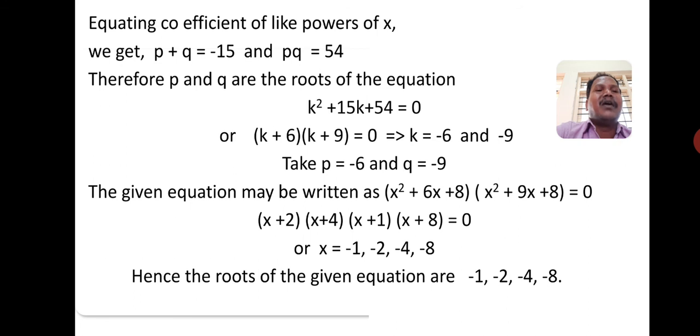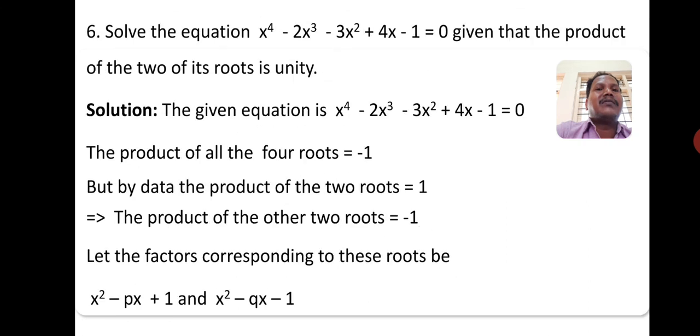It becomes x plus 2, x plus 4, x plus 1, x plus 8 equals 0. Hence the roots of the given equation are minus 1, minus 2, minus 4, minus 8. Next, solve one more biquadratic equation, given that the product of two of its roots is unity.